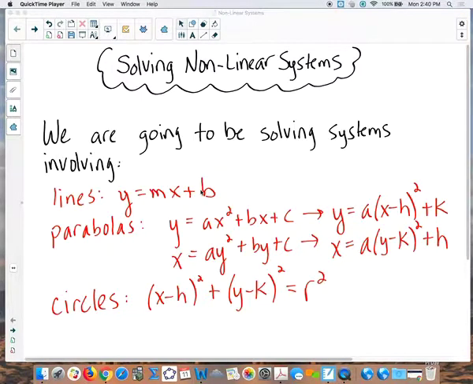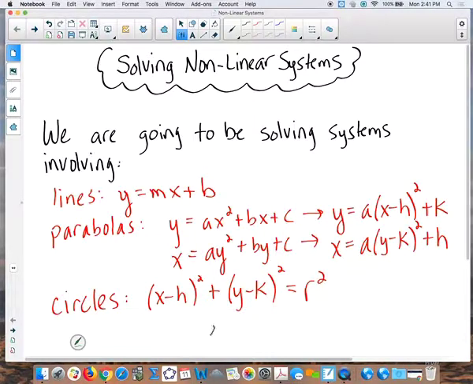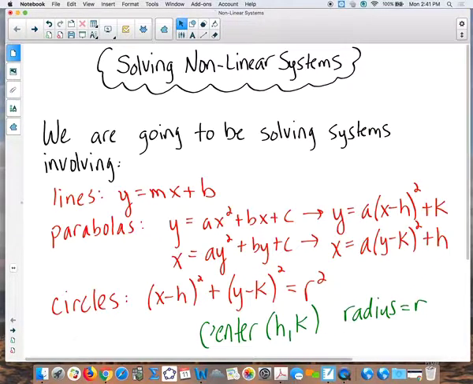Today we're going to be talking about solving nonlinear systems. The systems we're going to take a look at are going to be involving lines, parabolas, and circles. Okay, so you should be familiar with all of our forms of the parabolas. And just to remind you for circles, the center of a circle is (h, k), and the radius is r. That's just in case you want to make a quick sketch of the system before you solve.